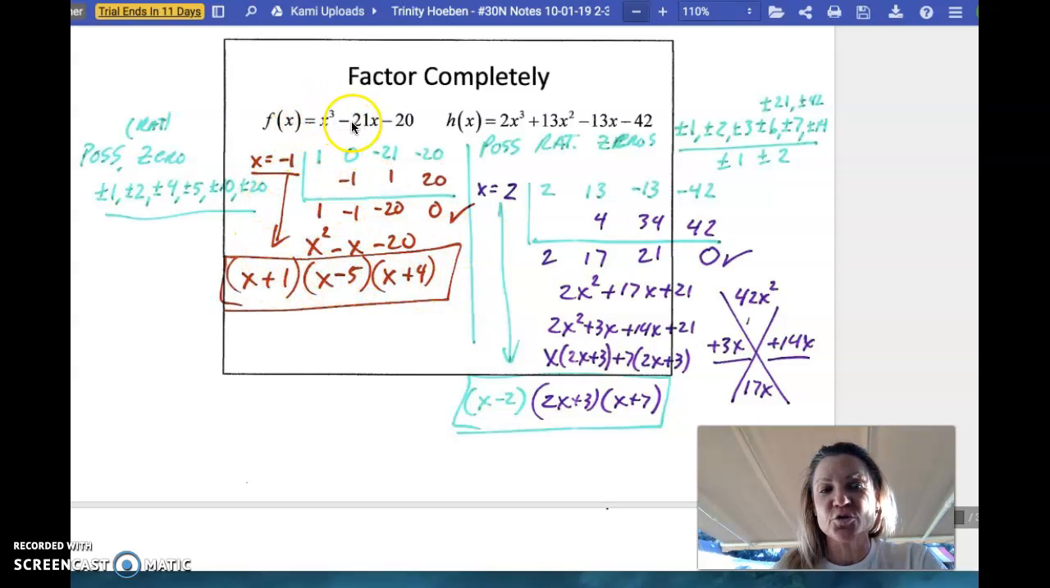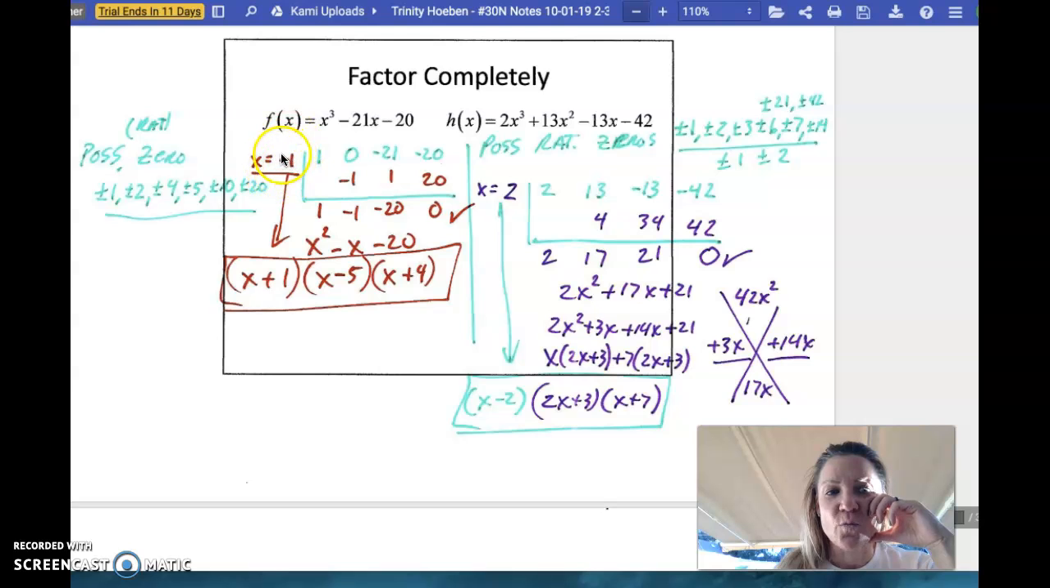So for x cubed minus 21x minus 20, the p's are going to be all the factors of 20. So 1 and 20, 2 and 10, 4 and 5, and you'll see all those in there. And then the only leading coefficient here is a 1, so everything over 1. So that one, all the factors are pretty easy. So you're going to try one.